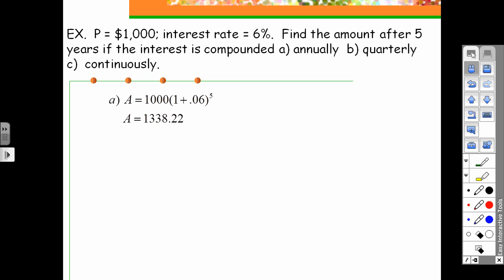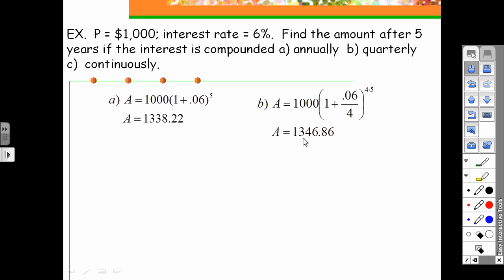Okay, let's do B, quarterly. So now it's compounded 4 times within a year. So we're going to take our principal multiplied by 1 plus our interest rate divided by the number of times it's compounded, raised to that same number of times it's compounded times the number of years. So 4 times 5. Don't forget to multiply those together. Okay, so you can see it's slightly more.